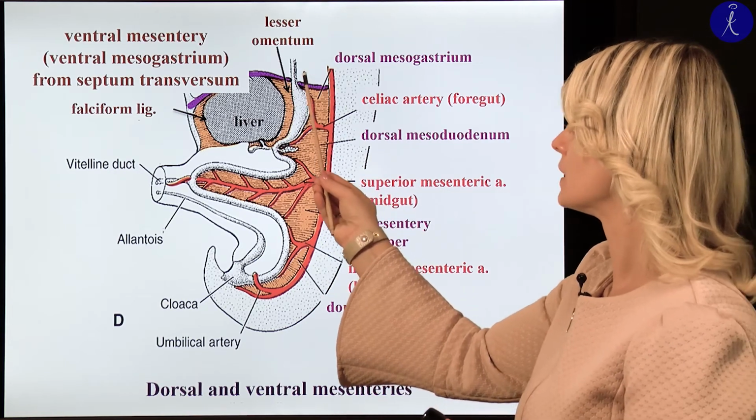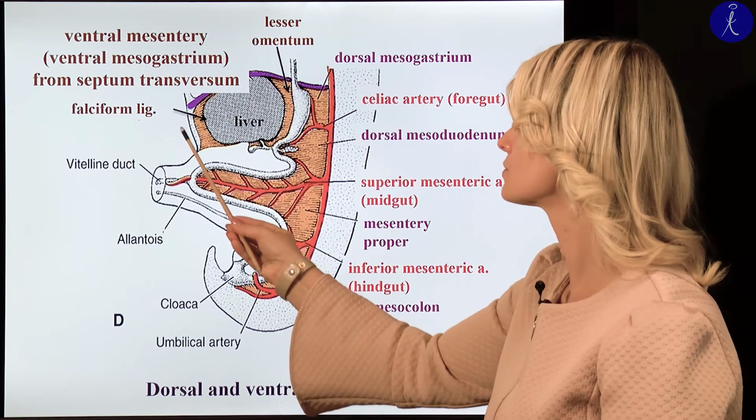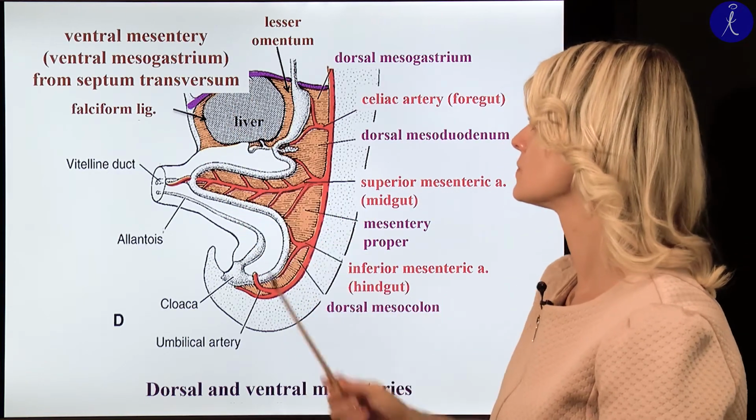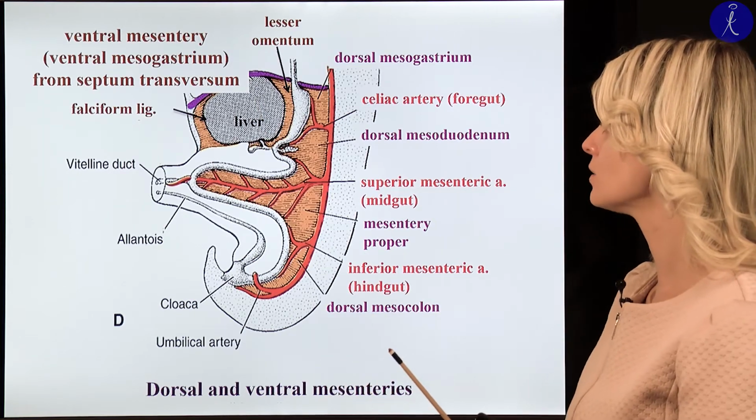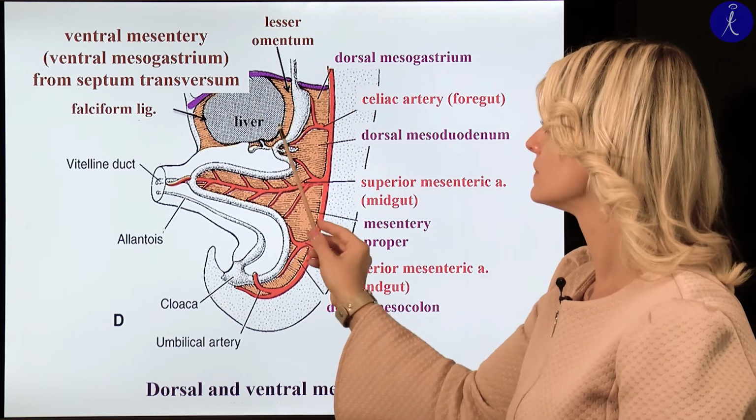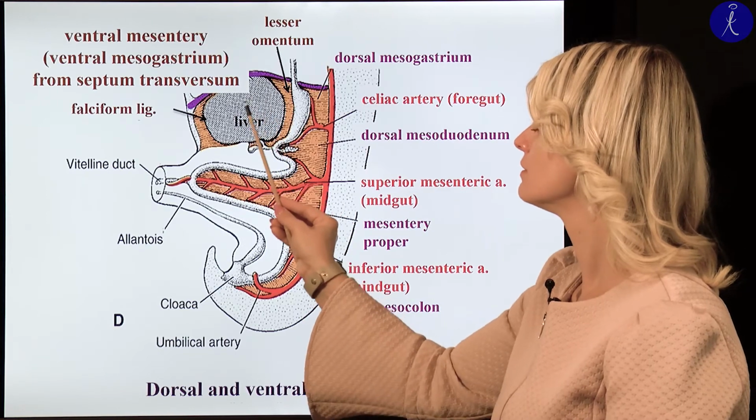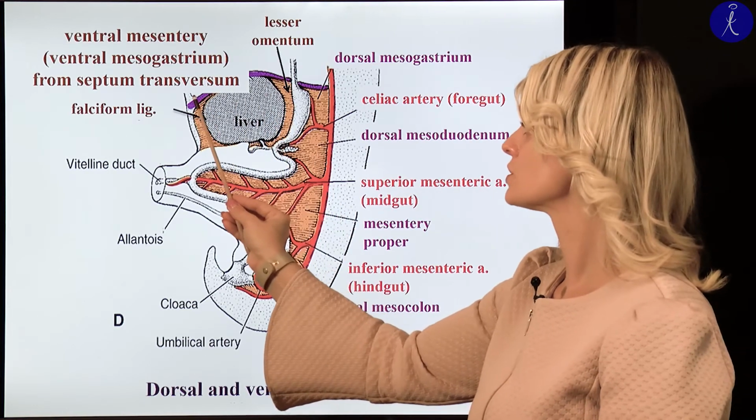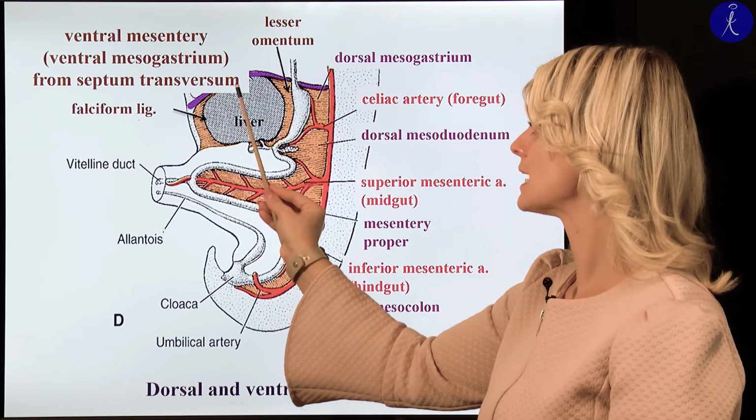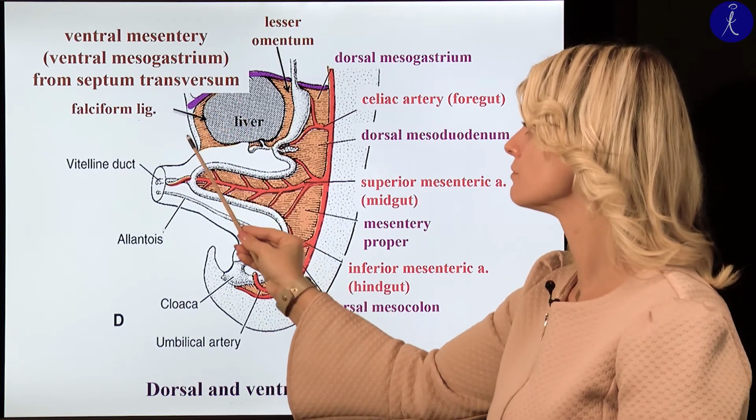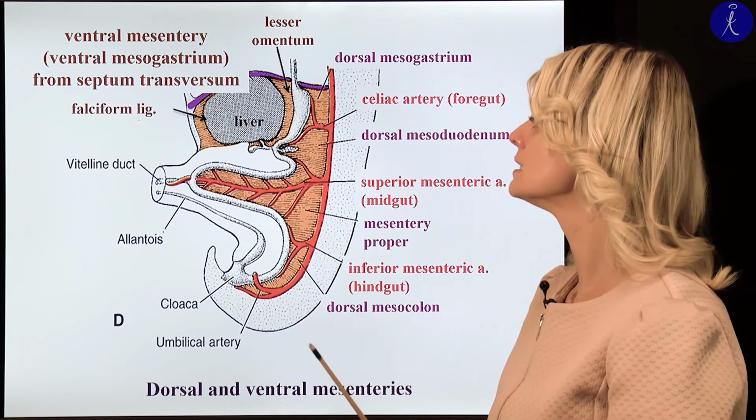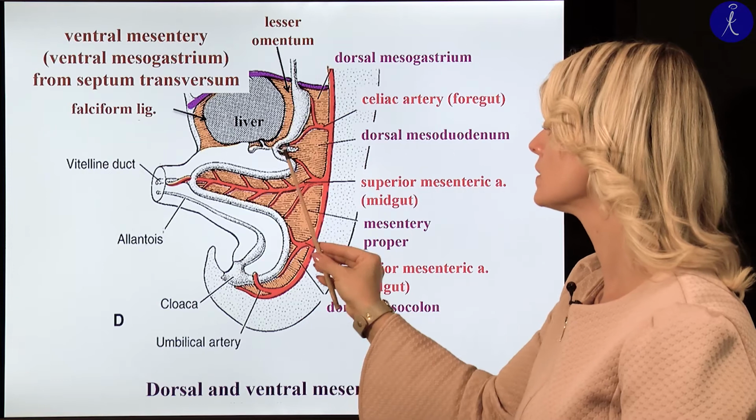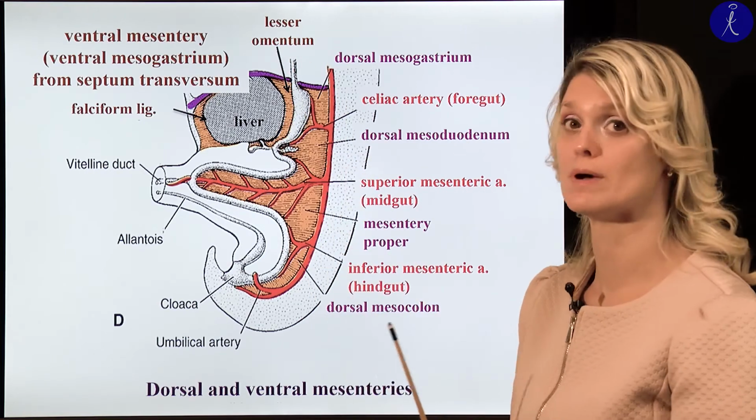Let's see the other part, which is the ventral mesentery. The ventral mesogastrium will develop from the septum transversum. During the development of the liver, it will be divided into two main parts. The ligament between the anterior body wall and the liver is called the falciform ligament. And that which is between the liver and the stomach is called the lesser omentum.